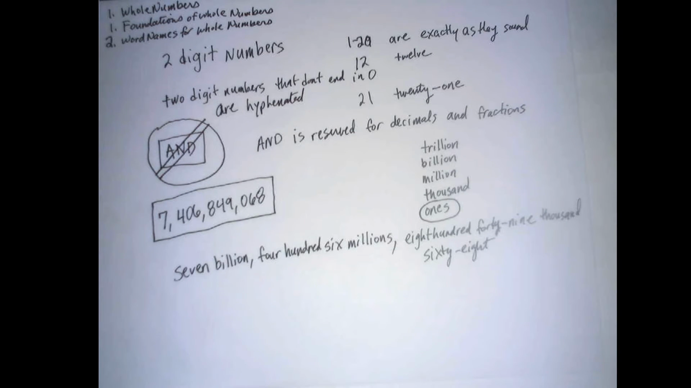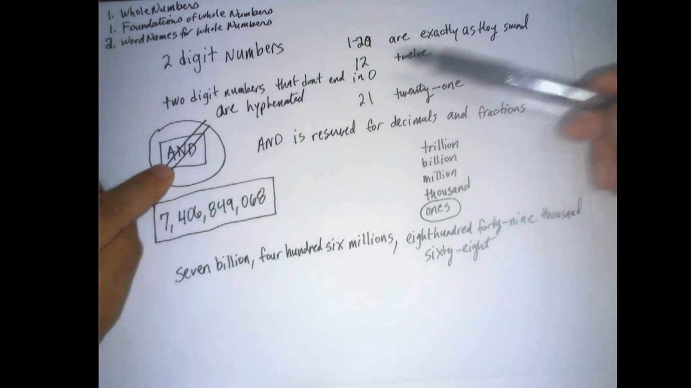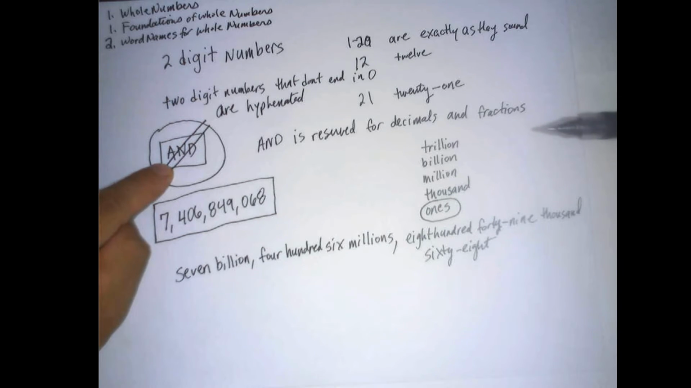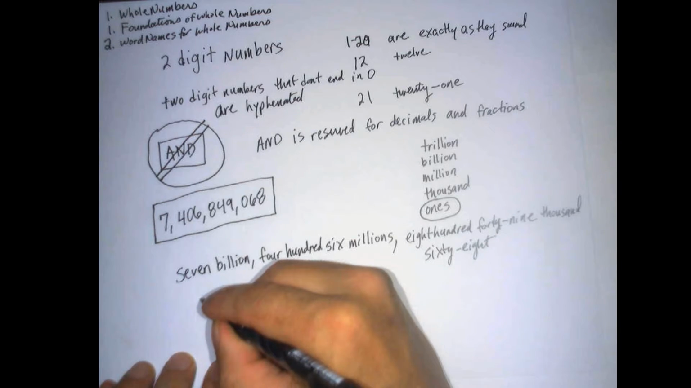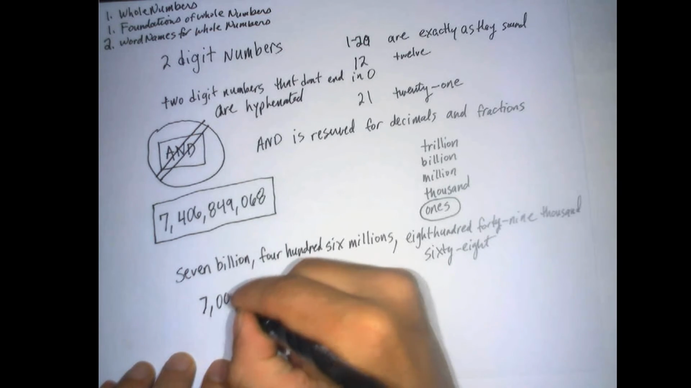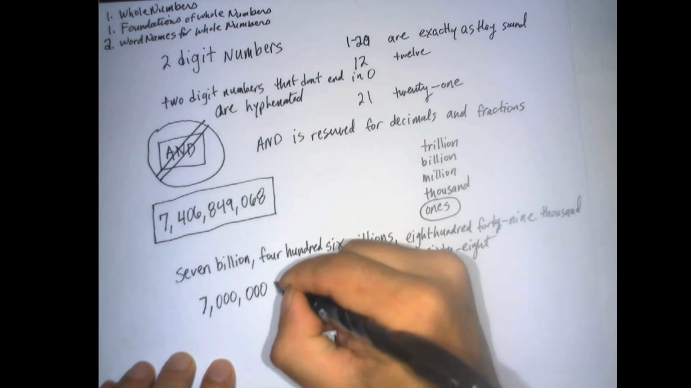So things to remember: the period name, hyphenating numbers greater than 21 that don't end in 0, don't use the word "and," and watch for periods that skip. Let me give you an example of periods that skip. We'll do a quadrillion. So there's quadrillion, trillion, billion, million, thousand.